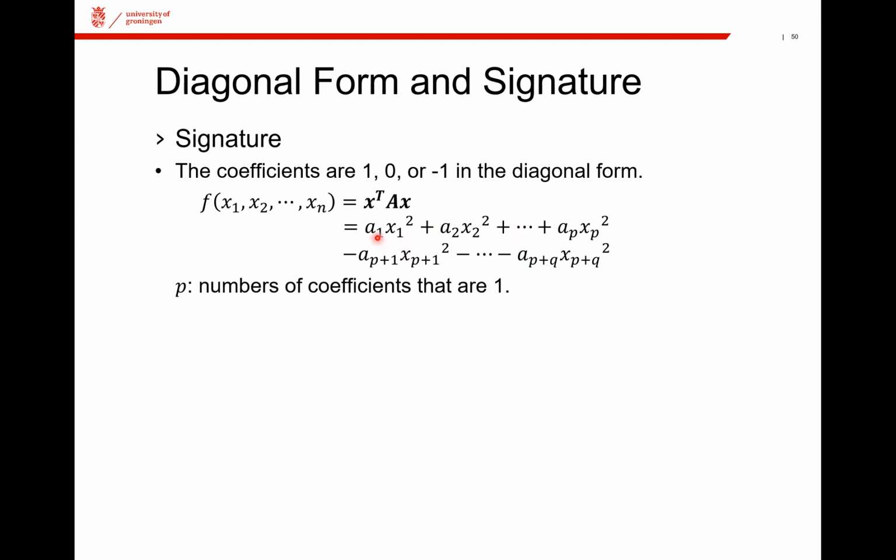And here, the A1 to AP are all 1. And the AP plus 1 to AP plus Q are also 1. But the coefficients here are all minus 1.